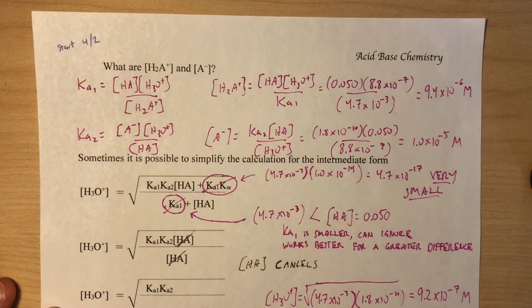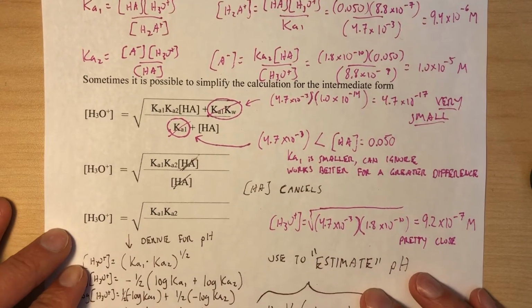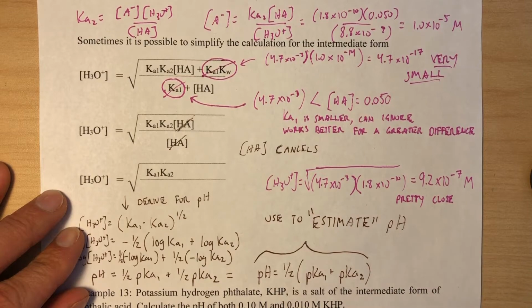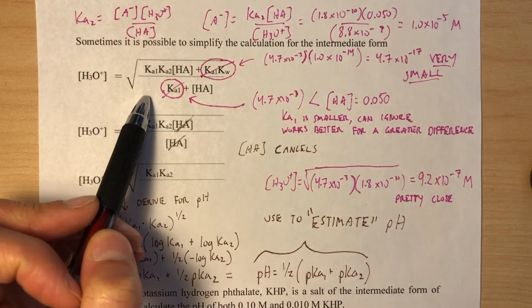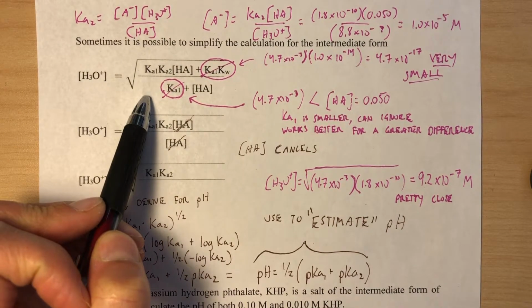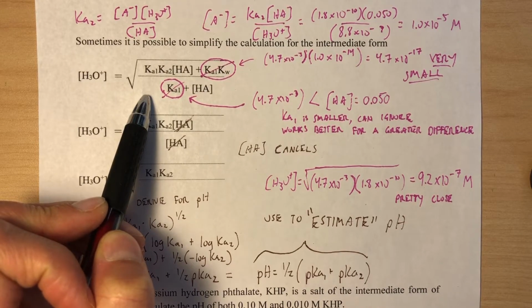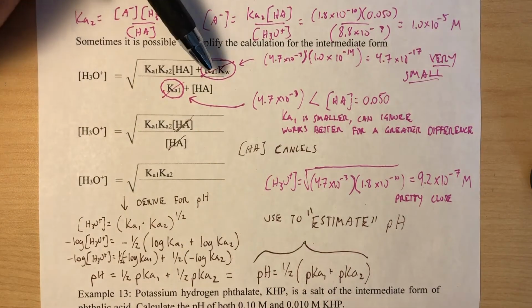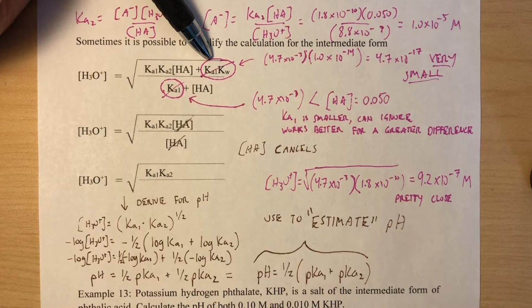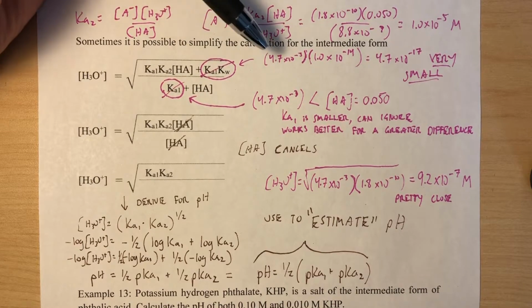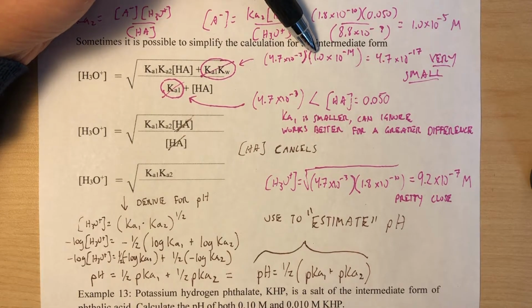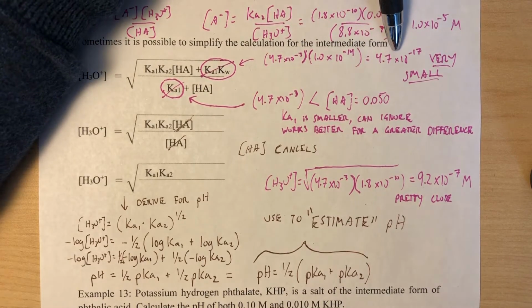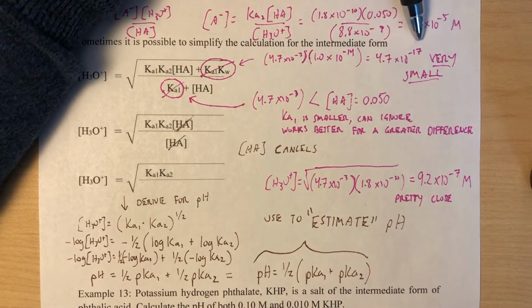Now we're going to take the expression for H3O plus for our intermediate form and simplify it, which is often quite possible. So our hydronium concentration is equal to the square root of Ka1 times Ka2 times HA plus Ka1 times Kw divided by Ka1 plus HA. Now we're going to make a few assumptions here that's going to allow us to simplify this significantly. First, if we take a look at what value arises when we take 4.7 times 10 to the negative 3, our Ka value, and multiply it by our Kw value, 1 times 10 to the negative 14, we get a value that's equal to 4.7 times 10 to the negative 17. That's very, very small.